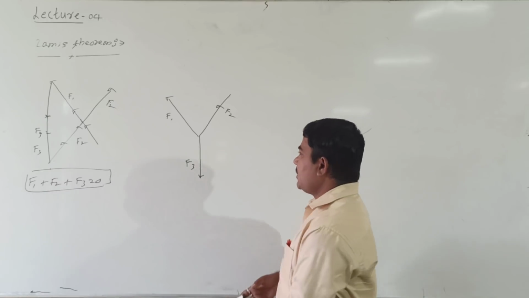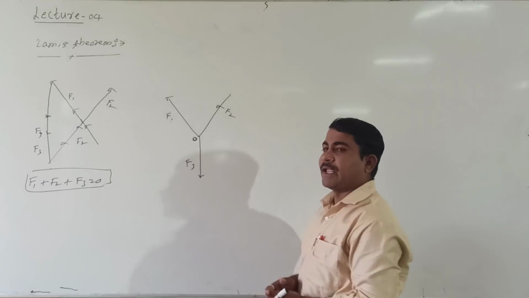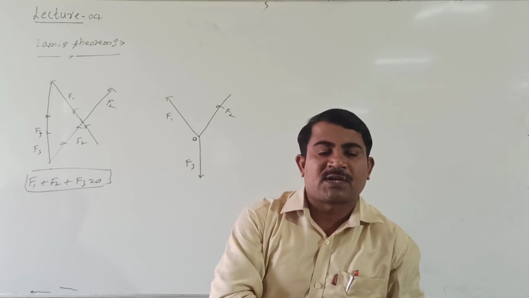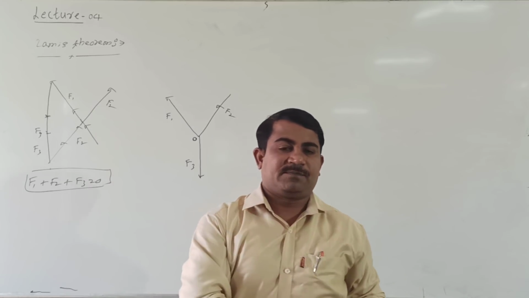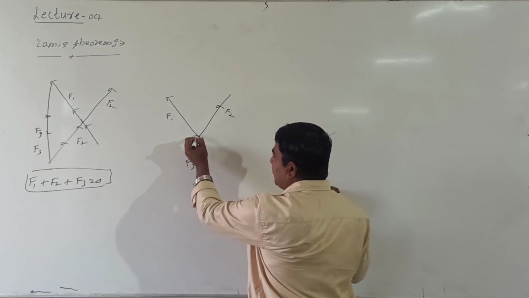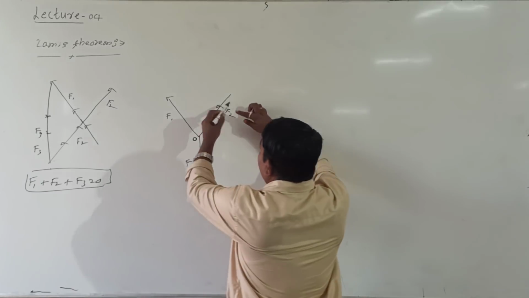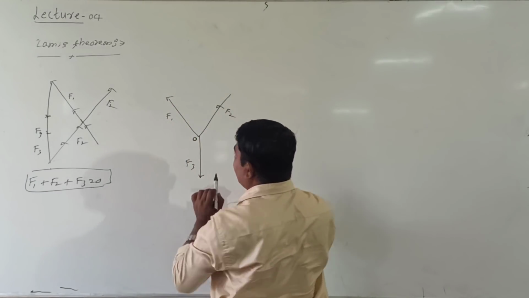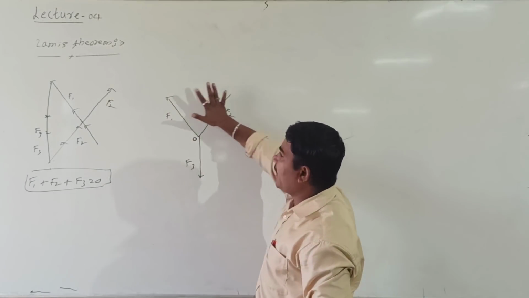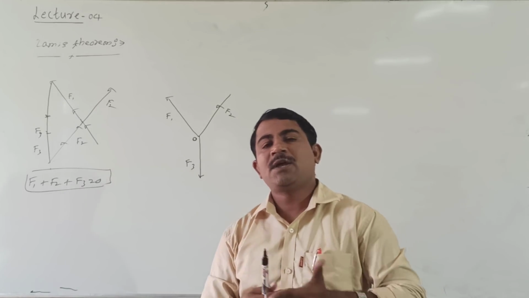Look at me here. There are 3 forces acting at a point. If a number of forces act at a point, then those forces are said to be concurrent forces. What are concurrent forces? A number of vectors acting at a point in different directions. This we are calling concurrent forces. And all 3 vectors are lying in a plane, so these forces we are calling coplanar forces. Coplanar and concurrent forces.